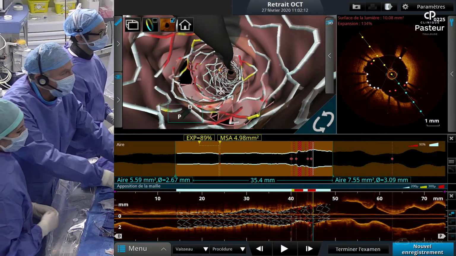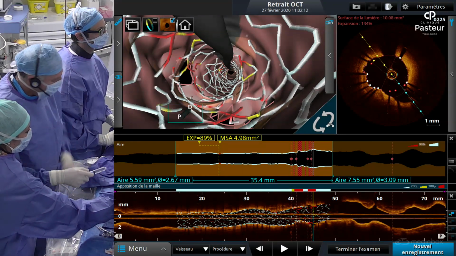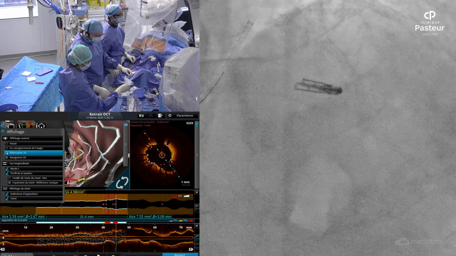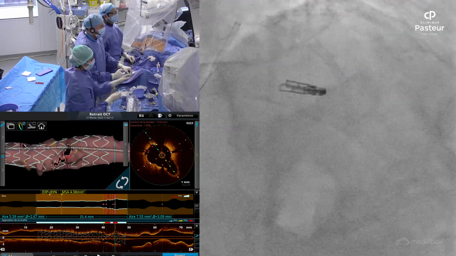Okay, so maybe we can show a final angiographic result, and show you this result and accept it. We'll put in a zoom. There we are. Okay.